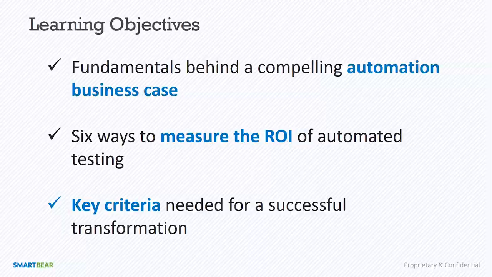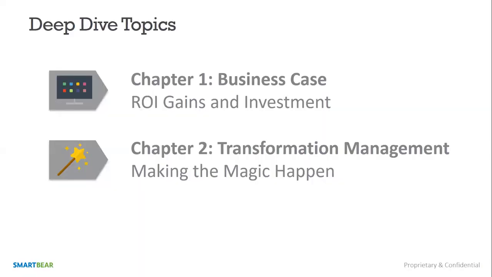To really deep dive into those areas, we've created two chapters here. Chapter one is the business case, looking at those inputs, those ROI gains and investments. And then chapter two is that transformation management. How do we make that magic happen?